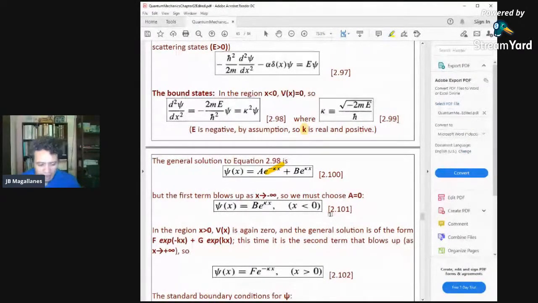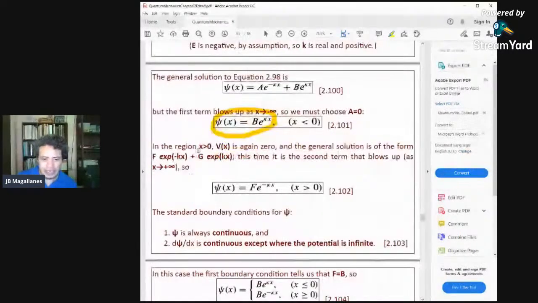So we have to eliminate this factor by setting A equal to 0, so that for x less than 0, we only have this wave function. For the region x greater than 0, V of x is also 0. Again, V only has a value of infinity at x equal to 0. So the general solution would be, again, the same form as this.